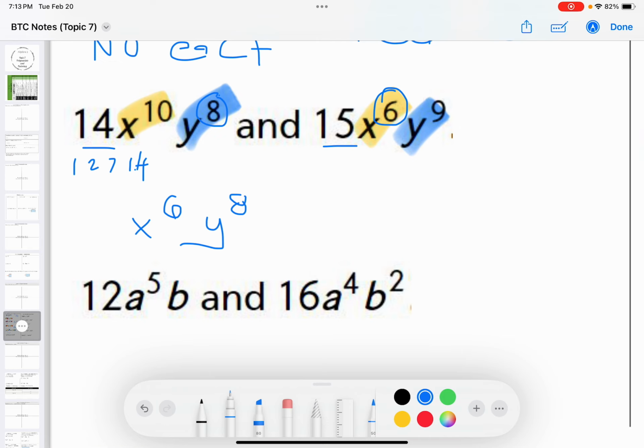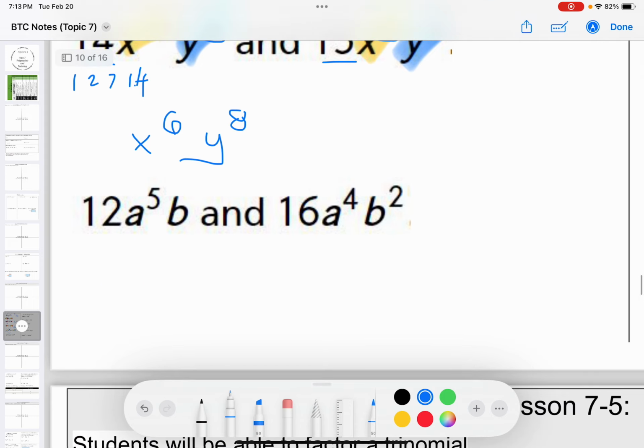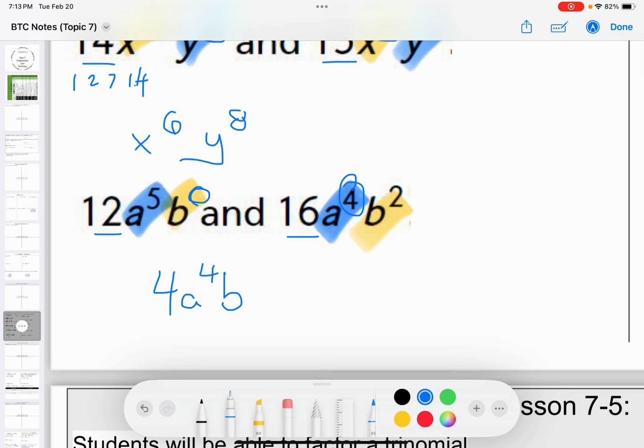The last one on this side, 12, a to the 5th, b, and 16, a to the 4th, b to the 2nd. 12 and 16, what goes into both of those is 4. Variables, I've got a to the 5th, a to the 4th, I've got b and b. So again, I've got a's and b's in both. How many a's can we have as our greatest common factor? The smallest number, which is 4. How about b's? Just that 1.